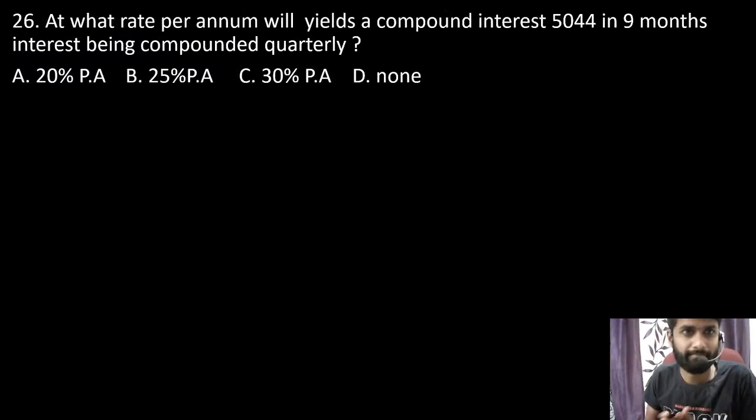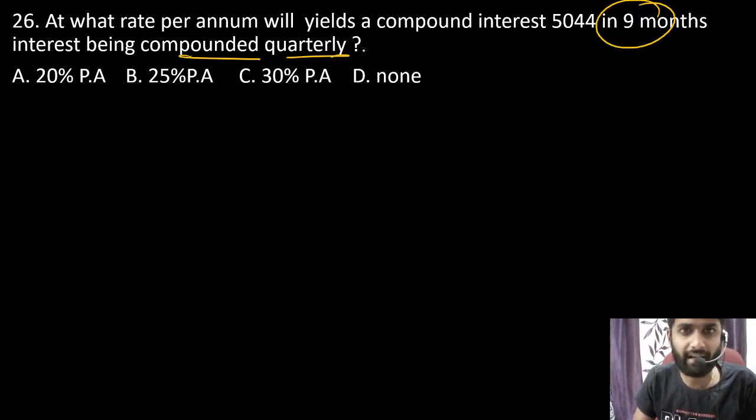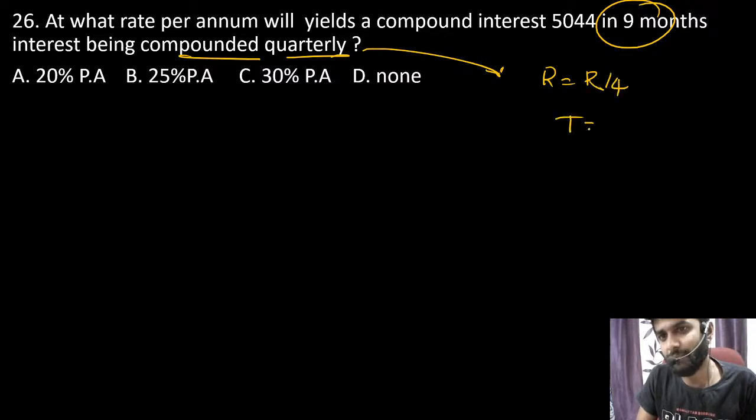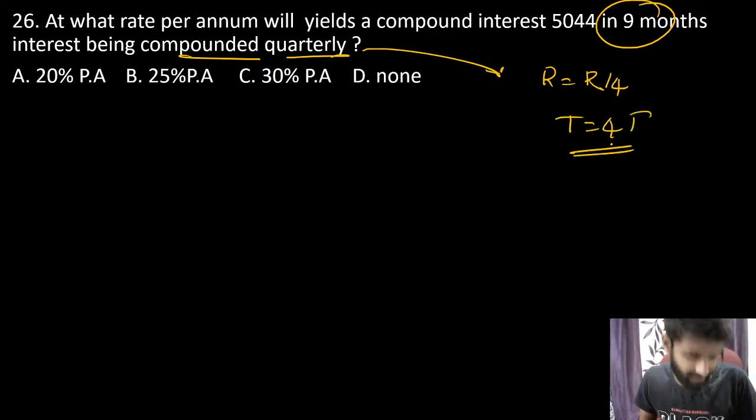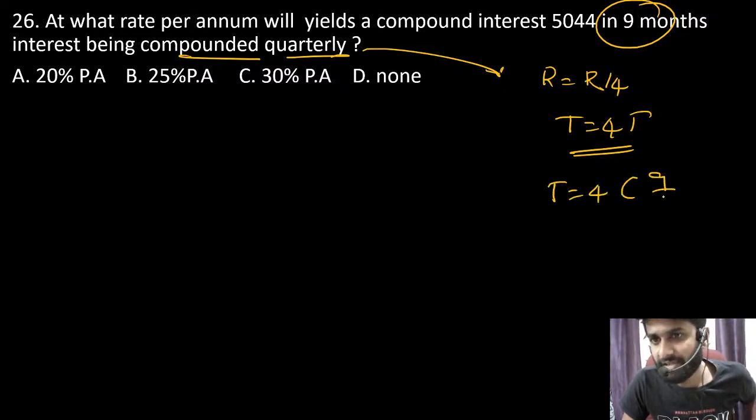This is one more question. Now see, 9 months compounded quarterly. Quarterly, what I mentioned: rate of interest is equal to R by 4, time period is equal to 4 times. Now the time period is 9 by 12, which is exactly equal to 3 quarters.